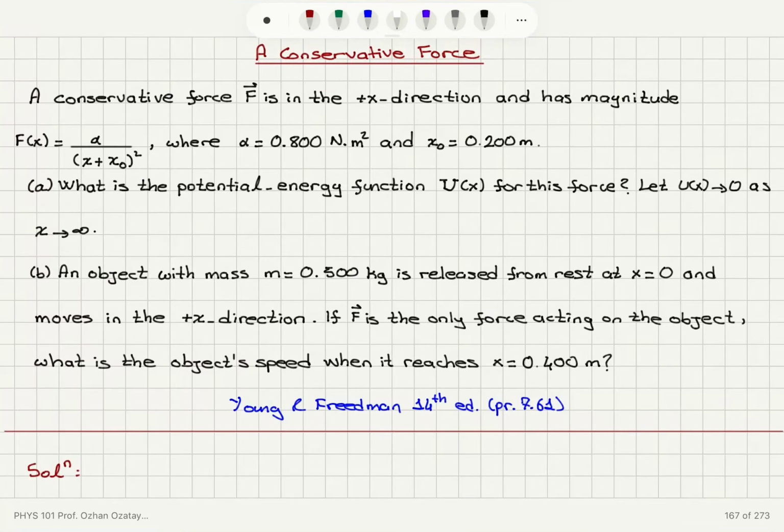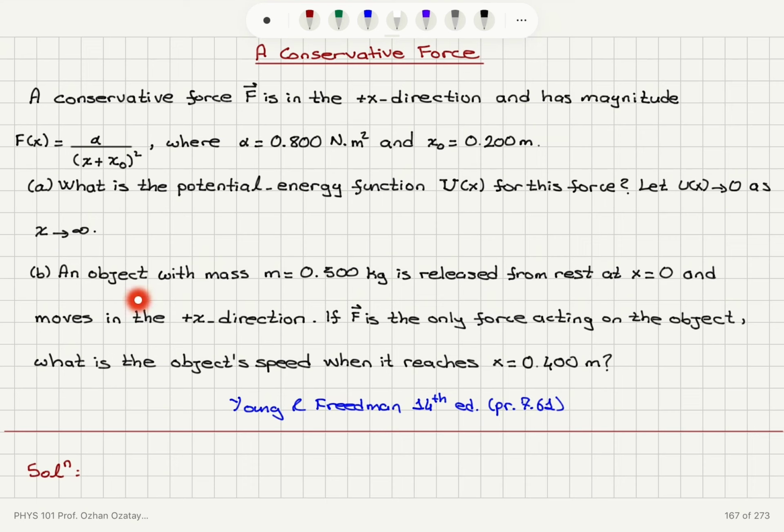A conservative force F is in the plus x direction and has magnitude F of x equals alpha divided by (x plus x0) squared, where alpha is 0.8 newton meters squared and x0 is 0.2 meters. Part A. What is the potential energy function U of x for this force? Let U of x go to 0 as x goes to infinity.